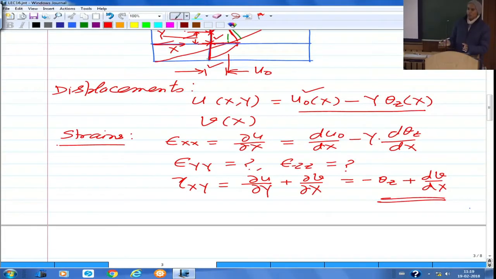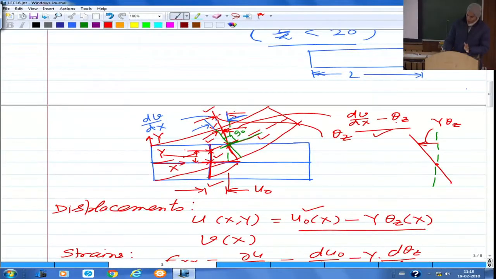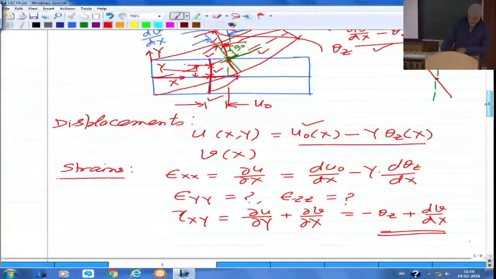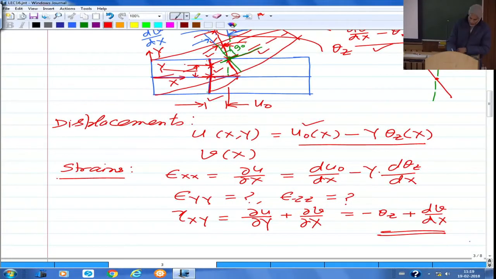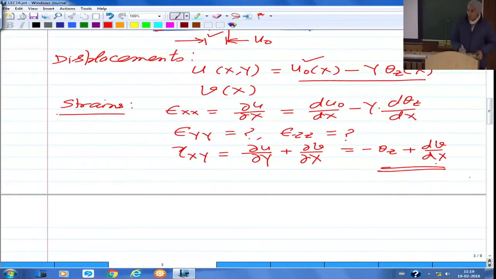So this is your shear strain. That means the change in angle between two line elements initially parallel to x and y. Physically we have shown that it is this minus theta z plus dv by dx, the change in the angle between this actual material line drawn here and the normal to the deformed middle surface, that is the green line here. That change in angle is nothing but the shear strain. And of course in the other two planes, the shear strains would be 0. So gamma yz and gamma xz would be 0.